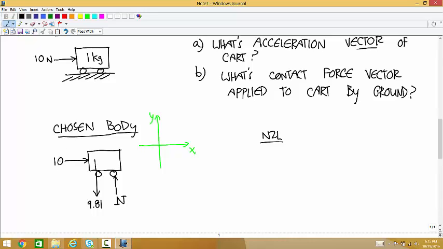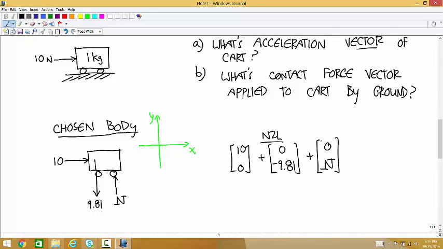And add up the forces. This 10 Newton force is in the positive x direction. So that's a vector of 10, 0. The 9.81 Newton force is in the negative y direction. So that's 0, negative 9.81. And the contact force is in the positive y direction, so that's 0, n. And that's all the forces.